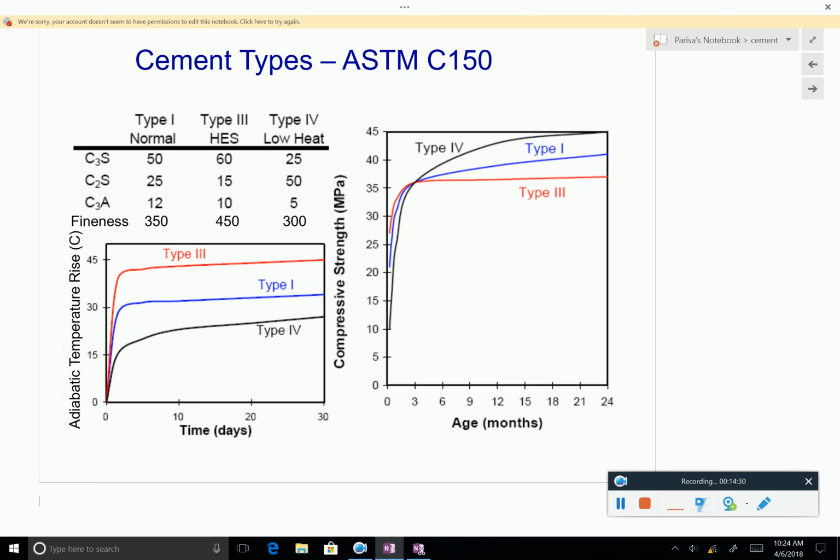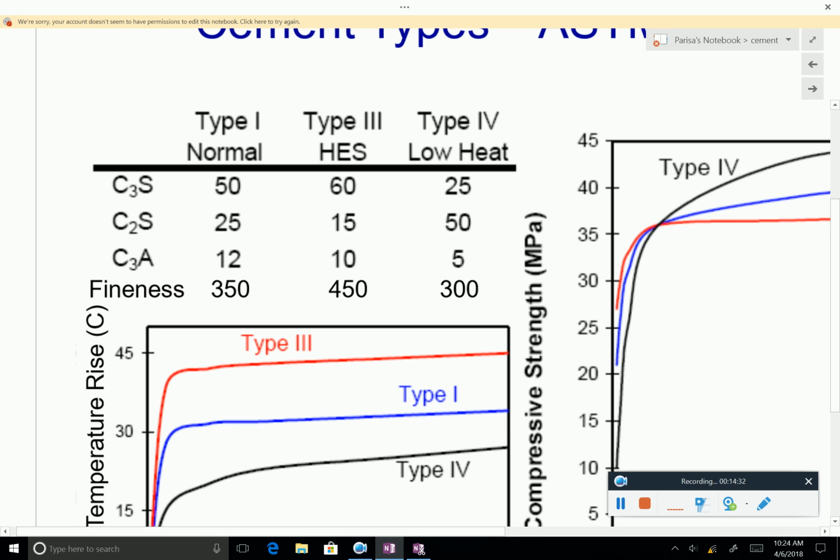You can look at it, right? Type 3 and type 1. What is different? You have more C3S and the fineness is larger.